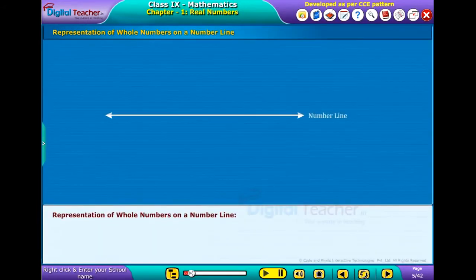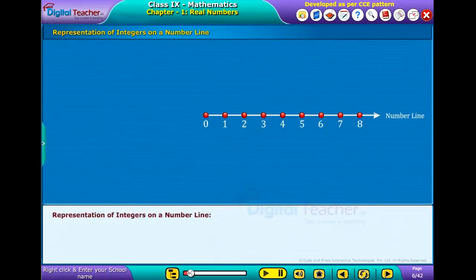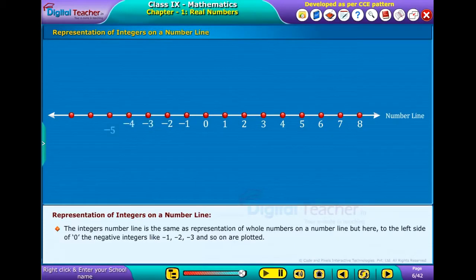Representation of whole numbers on a number line. To represent whole numbers on a number line, initially mark the point 0 on the line. Then, by setting equal distances to the right side of 0, we plot numbers like 1, 2, 3 and so on. Representation of integers on a number line. The integers number line is the same as the representation of whole numbers, but here, to the left side of 0, the negative integers like -1, -2, -3 and so on are plotted.